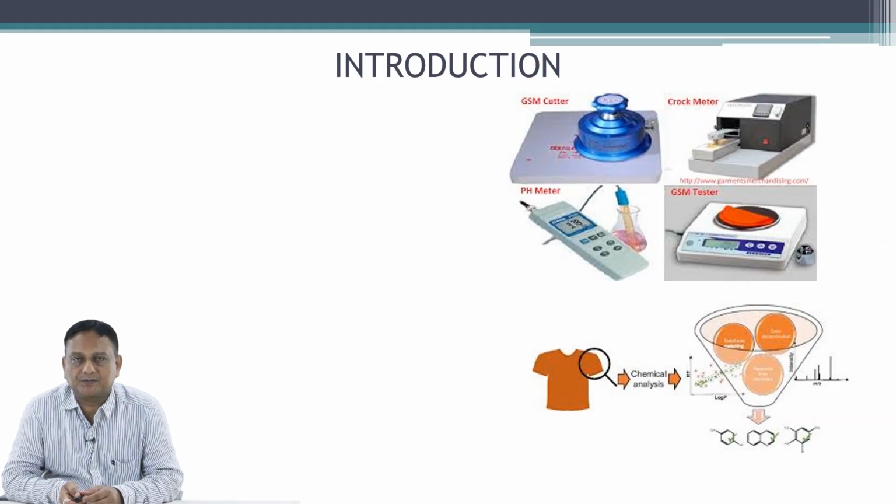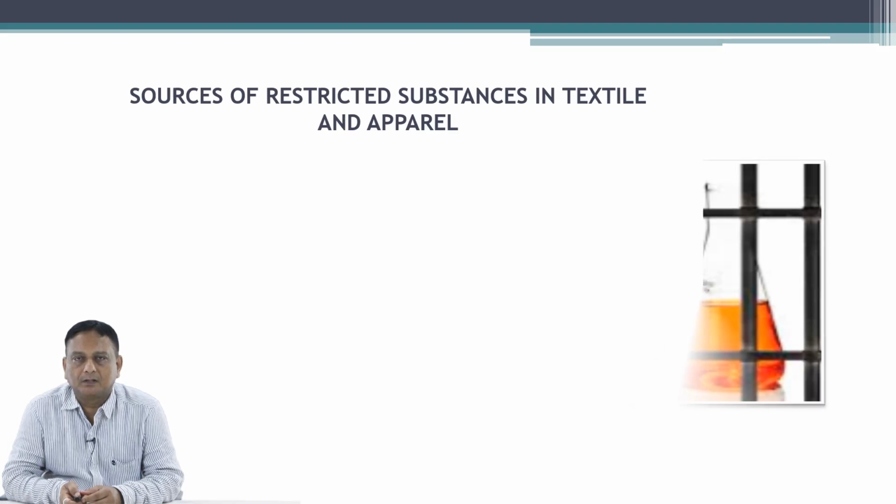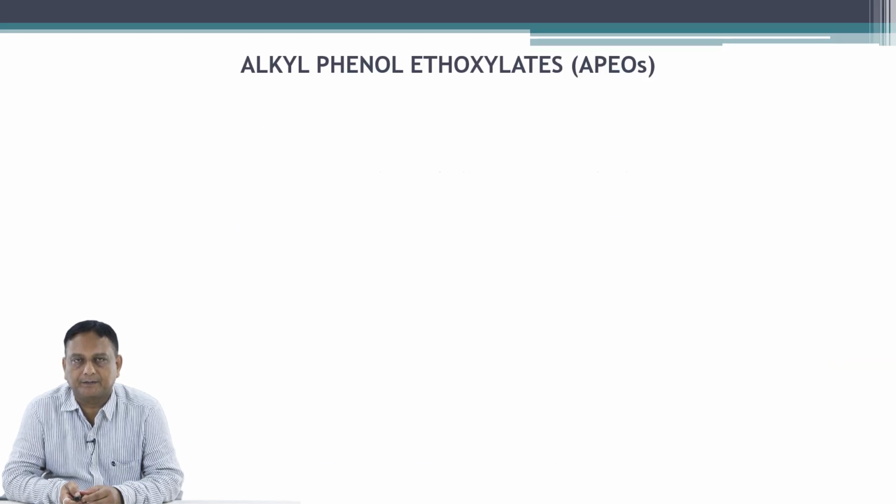There are also certain kinds of testing called chemical testing. Different chemical groups are identified in restricted substances testing. So those are the areas to be covered here. Now when we talk about different sources of restricted substances in textile and apparel, this is one of the important parts of the discussion, and different restricted substances are there in the chemicals. So what are those sources? That has to be identified.